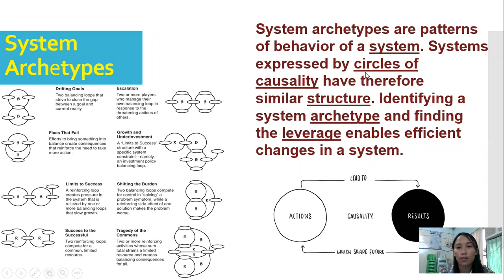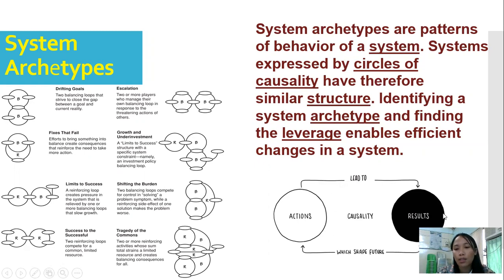Systems expressed by circles of causality have therefore similar structure. Identifying a system archetype and finding the leverage enables efficient changes in a system. These are simple archetypes, or basic structure of the system, that for every system, it is composed of feedback loops. Remember the primary elements: we have the feedback, the accumulation, and the time delays.